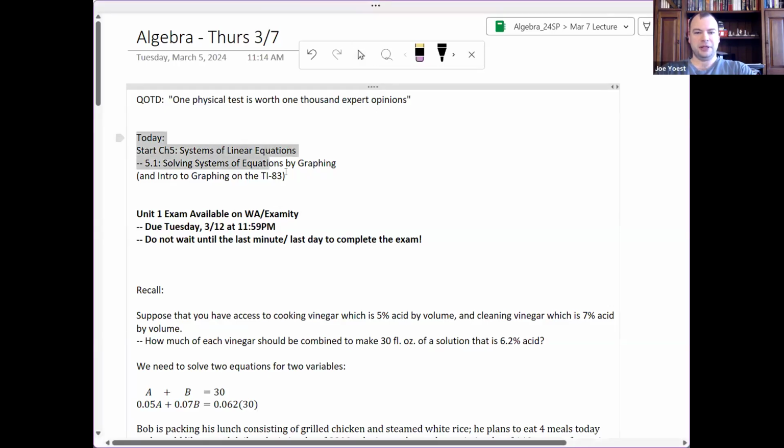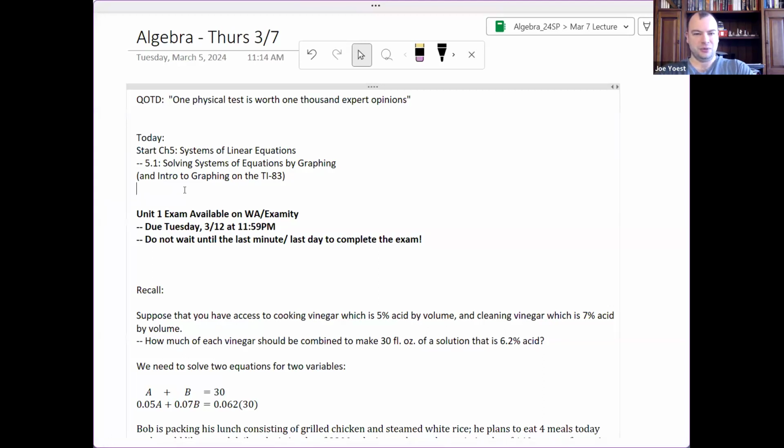Okay, so the plan for today is to start chapter 5. We finished up chapter 4, we finished up the material for the unit 1 exam, and we're going to be moving into chapter 5, systems of linear equations, and in particular starting with 5.1, solving systems of equations by graphing. And today we're also going to take a few minutes to discuss graphing on the TI-83 calculator.